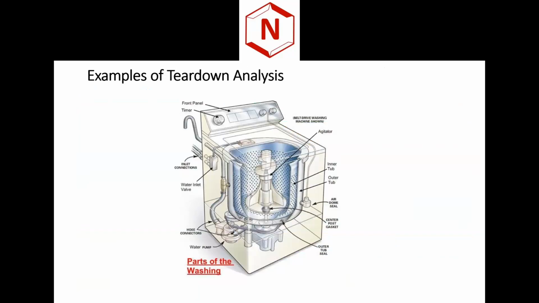So you can see the various parts of the washing machine, like the front panel, the tub which rotates the clothes, the motor, which is driving the tub using a belt drive, and there is a water pump which pumps the water. So there are various components.